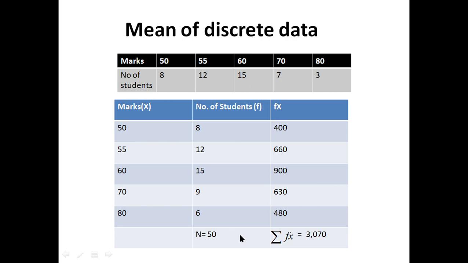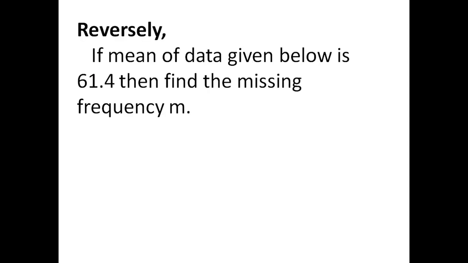And now for finding mean, the summation of fx that has come should be divided by the number. So doing so, we will get mean equal to 61.4. So this is the process of finding mean for the given discrete data, or for the data when the frequency distribution is provided. And now let's get the reverse of it.